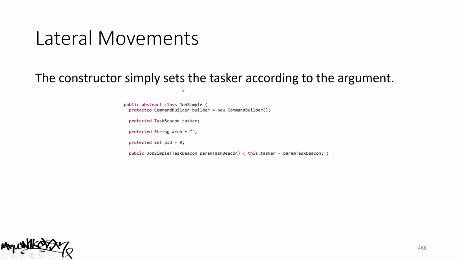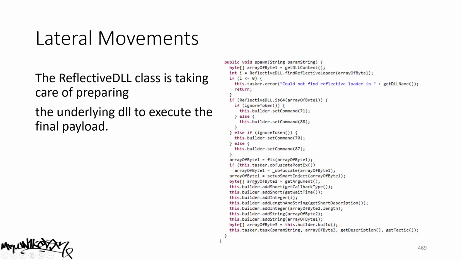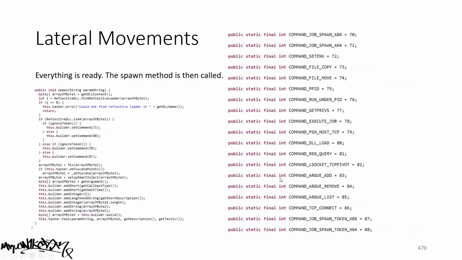Then the constructor simply sets the task according to the argument, so it's basically preparing everything, nothing really fancy here. The real juicy part is happening inside of the spawn, where it's actually going to get the content. It's going to reflectively load it and push it inside of the remote process. You'll notice here that there are set commands tied to some specific IDs. This is where those IDs are actually quite interesting.